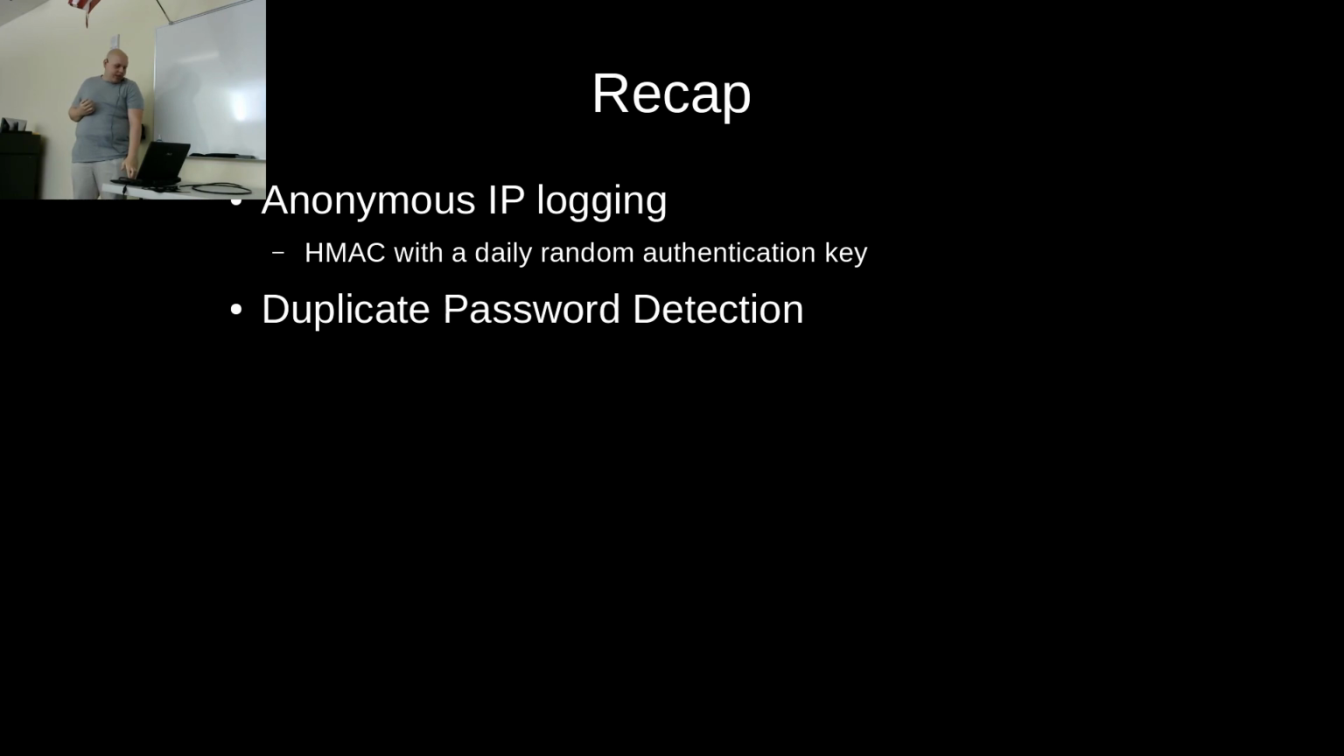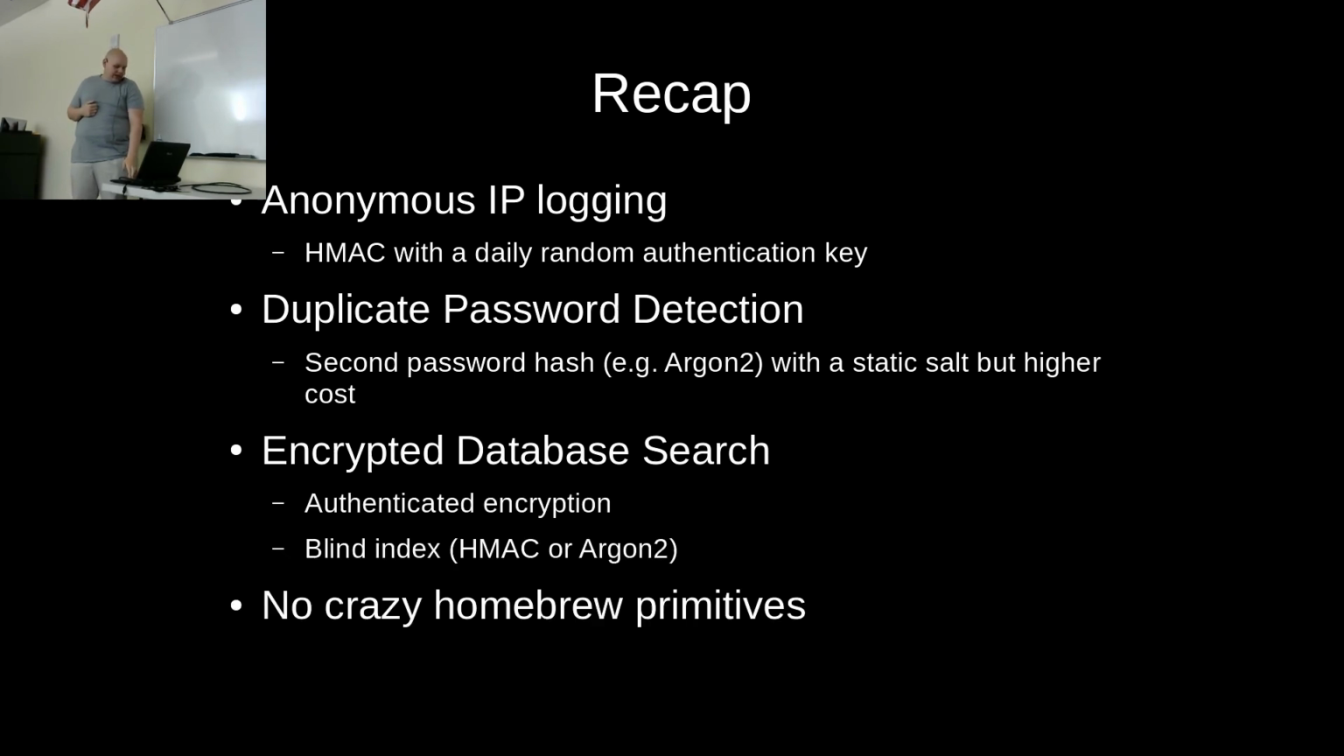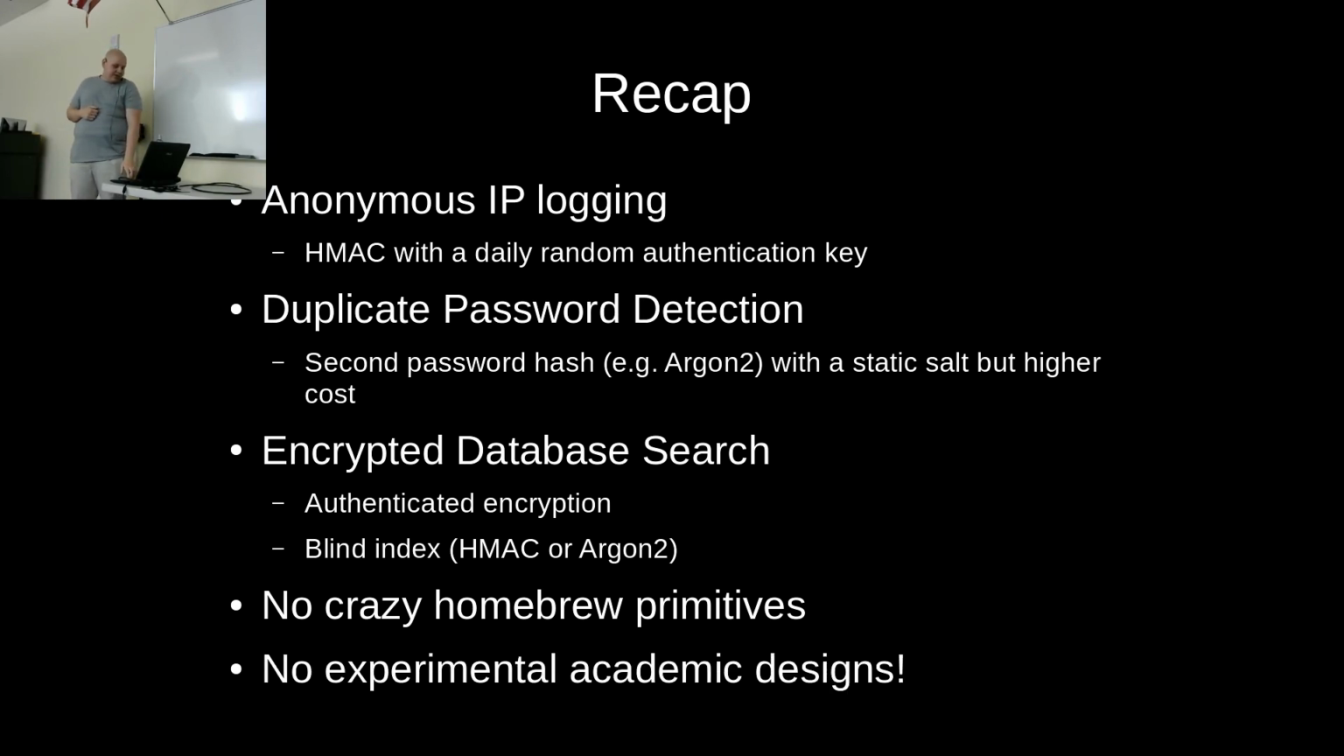So to recap the solutions, if you're logging IP addresses anonymously, HMAC with a daily random authentication key. Duplicate password detection, Argon2, or HMAC with a static salt, excuse me. Encrypted database search, authenticated encryption with a blind index. No crazy homebrew primitives, no experimental academic designs.